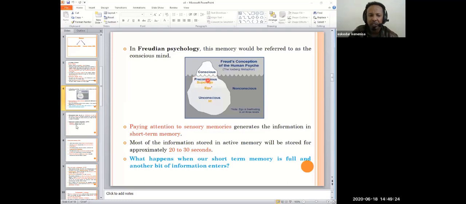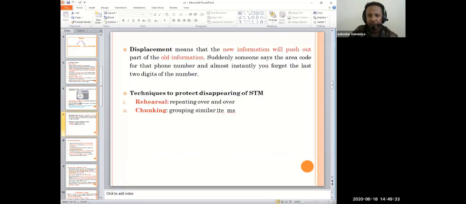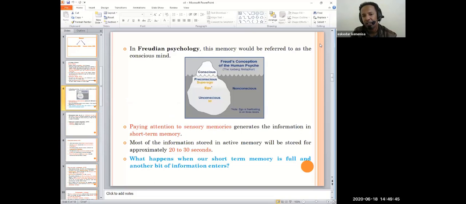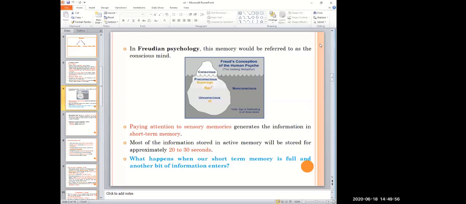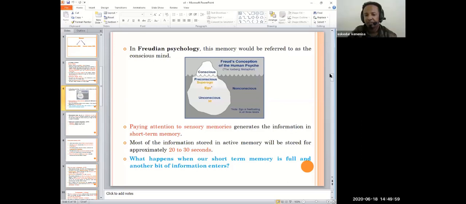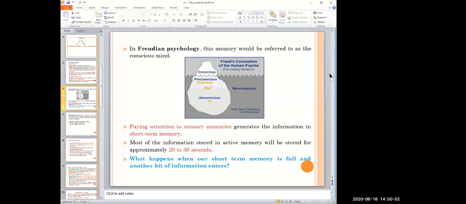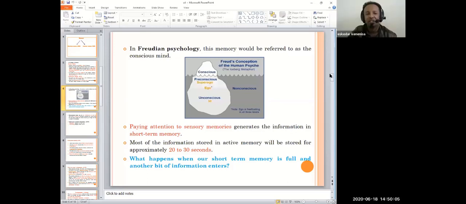So what happens when this short-term memory is full? Can anyone tell me? For instance, take a flash disk. When you have a 2 GB flash and it's full, when you try to save some things, what will happen? It says you have insufficient space. Insufficient space. Very good.